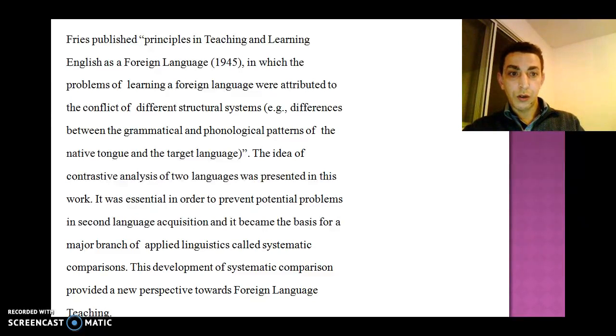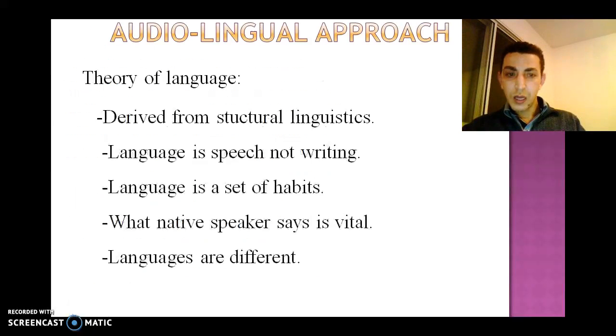As you can see here, principles in teaching and learning English as a foreign language, in which the problems of learning a foreign language were attributed to the conflict of different structural systems. So the focus of the audiolingual approach is on structure.